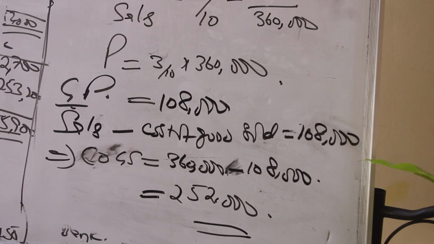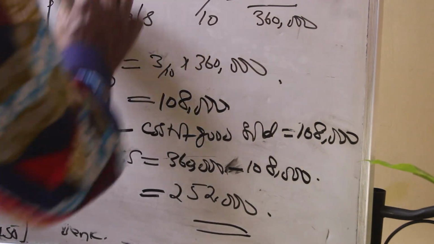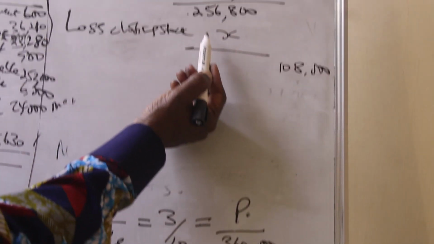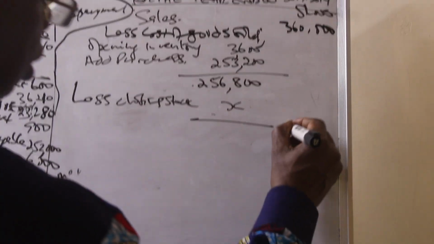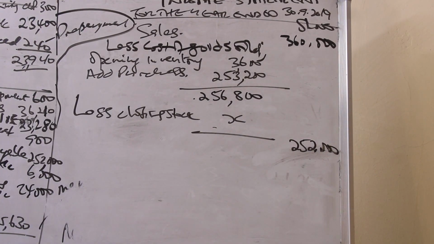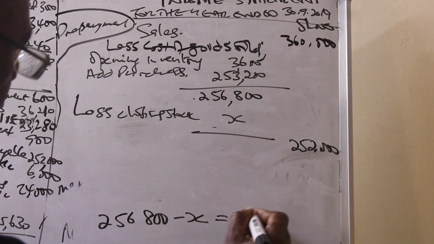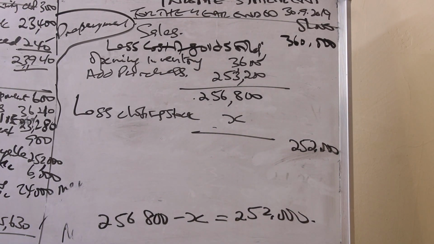If our cost of goods sold is 252 thousands, and cost of goods available for sale minus closing stock is equal to 252 thousands, so what is X? We are saying 256,800 minus X is equal to 252 thousands. We want to find out the closing stock.